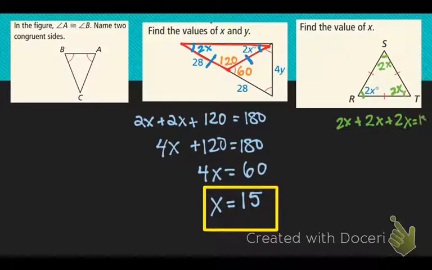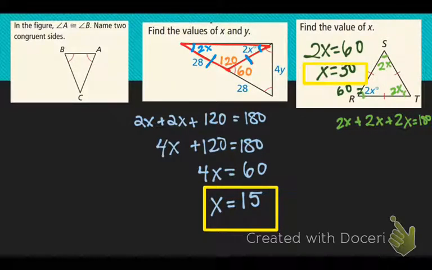This is one way. Or, what will each of the individual angles equal? 60. So that means 2x will equal 60. So x will equal 30. So either way you did it, you would have gotten x equals 30 as long as your math was correct.